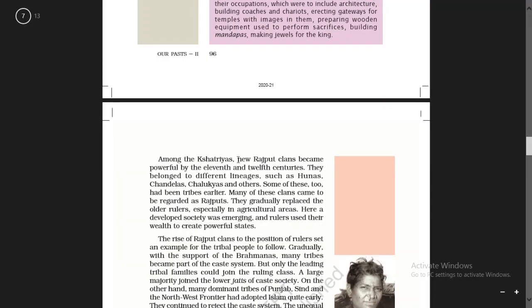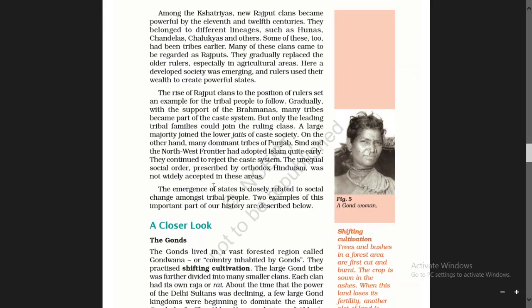Among the Kshatriyas, as I have already told you earlier, there are Brahman, Shudra, Kshatriya and Vaishyas. Among the Kshatriyas, new Rajput clans became powerful by the 11th and 12th centuries. They belong to different lineages. Lineages, boys, means direct descent from an ancestor, such as Hunas, Chandalas, Chalukyas and others. Some of these too had been tribes earlier.